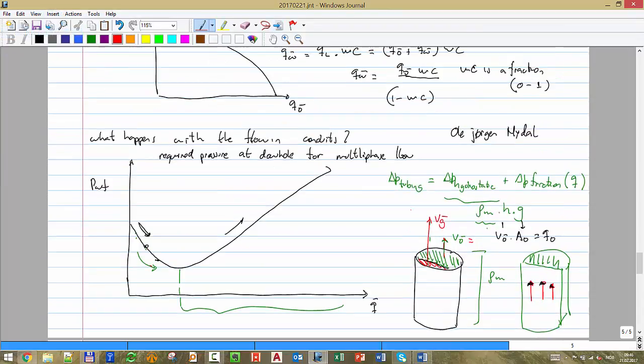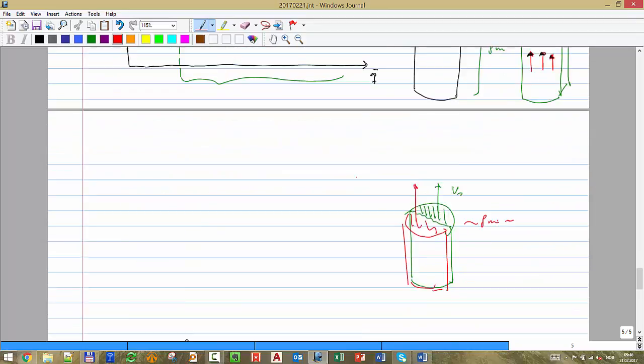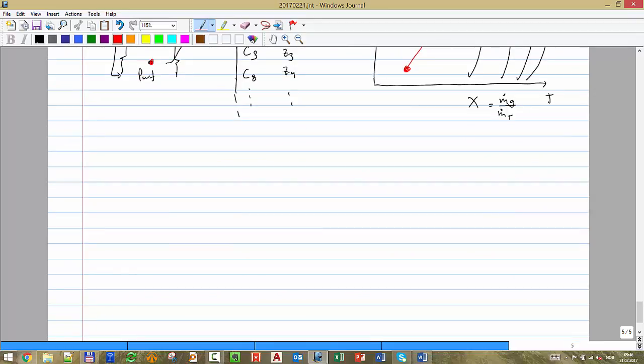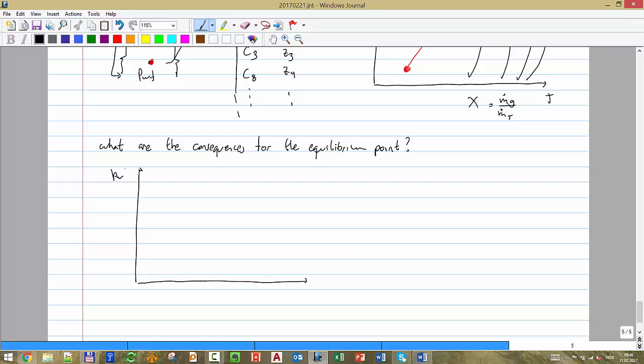So the curve usually goes down and then goes up. What are the consequences for the equilibrium point? If we now put the inflow, PWF versus Q, and we have that curve and this curve, in that case it doesn't matter, we just have the equilibrium.